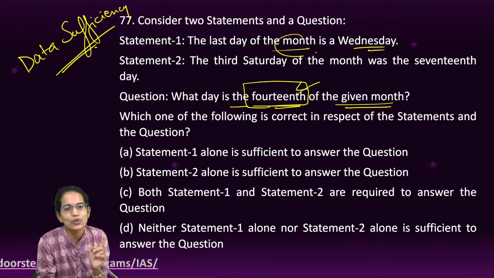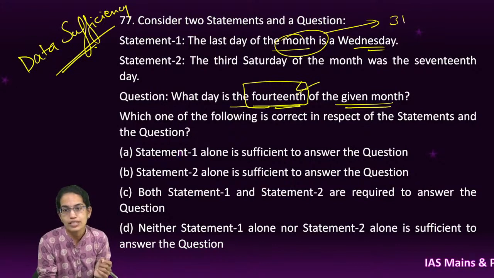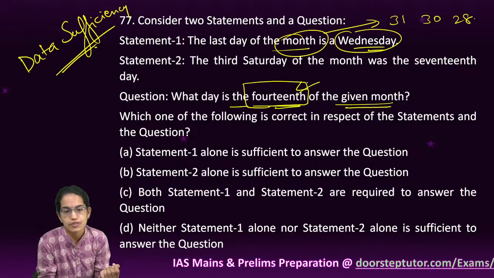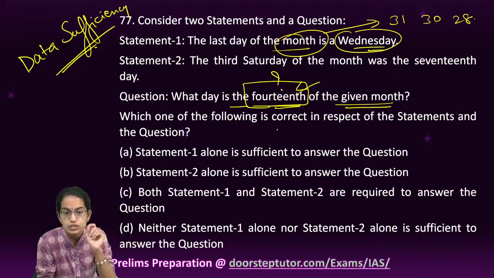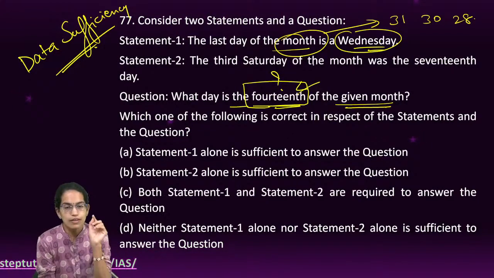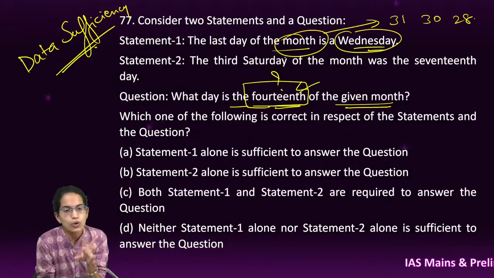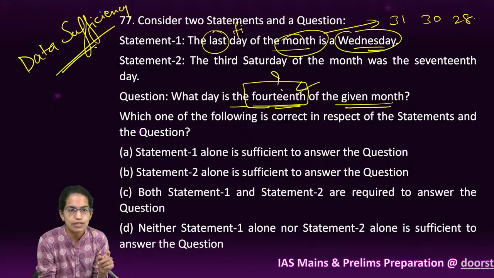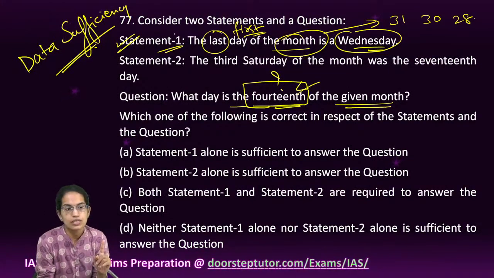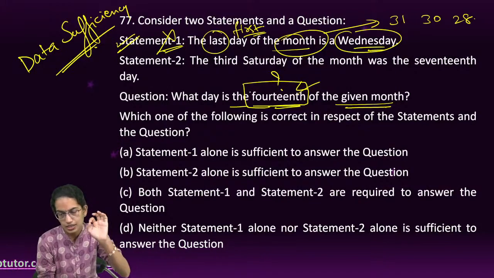But we don't know which month. The month is not mentioned. It's not June, July, August. So we don't know whether it is 30 days, 31 days or 28 days. And therefore, if this is Wednesday, we cannot calculate what was the day on the 14th of the month. Okay, so that is a common mistake. So be very careful about the language of the question, and that's why this is a tricky question, I would say. Also, consider this: if it was not given the last day, but if it was given the first day, then this statement would definitely suffice. But in this case, the first statement does not suffice just because of this specific reason that we have mentioned.